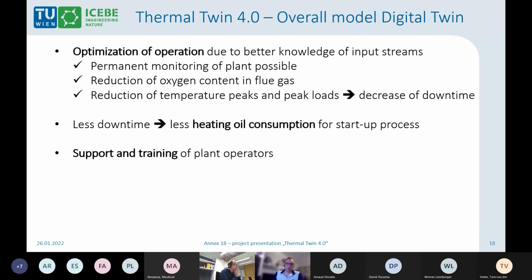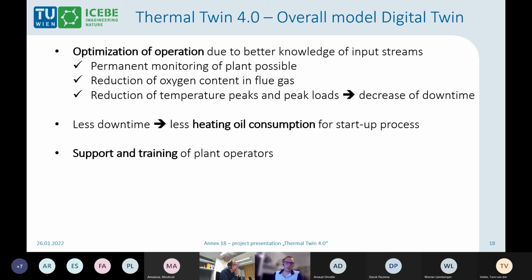Yeah, when I speak about optimization of the plant, then I speak about the permanent monitoring of the plant, which gets possible due to the digital twin. We can reduce the oxygen content in the flue gas when we know the waste better, because the oxygen content in the flue gas is now about 13%, so it's quite a lot, and the reason is that you don't know what it gets inside, and it's quite a reserve in it.